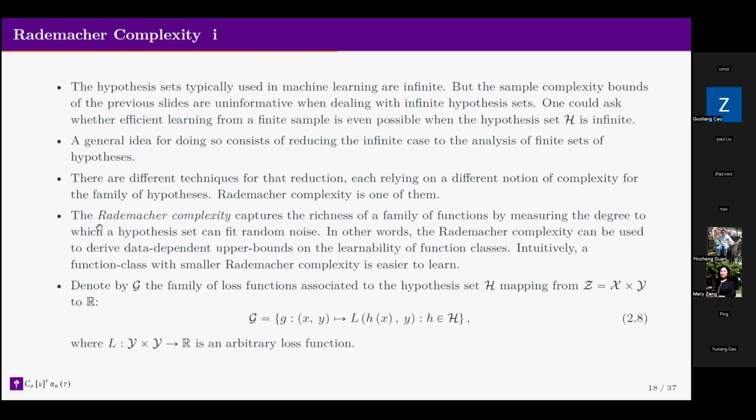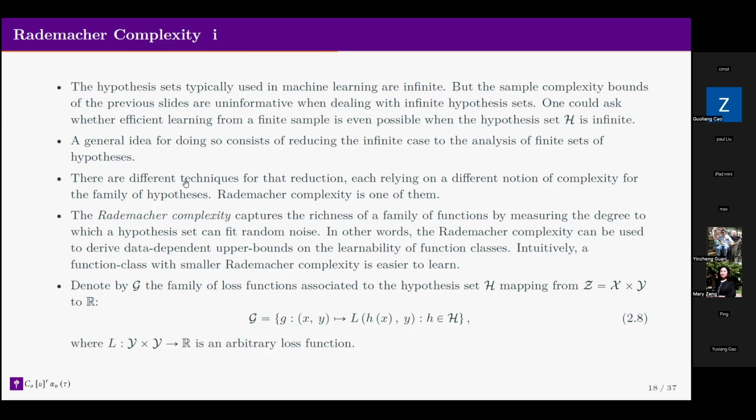which is called the Rademacher complexity, which captures the richness of the family of functions by measuring the degree to which a hypothesis set can fit random noise. In other words, the Rademacher complexity can be used to derive a data-dependent upper bound on the learnability of a function class. So intuitively, a function class with smaller Rademacher complexity is easier to learn.